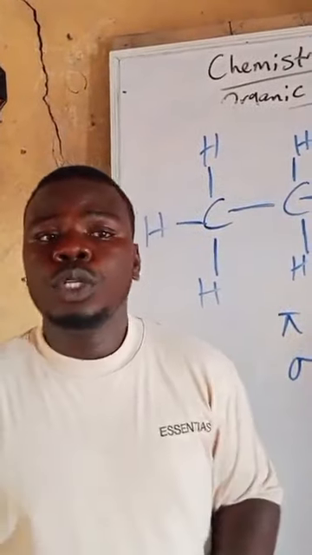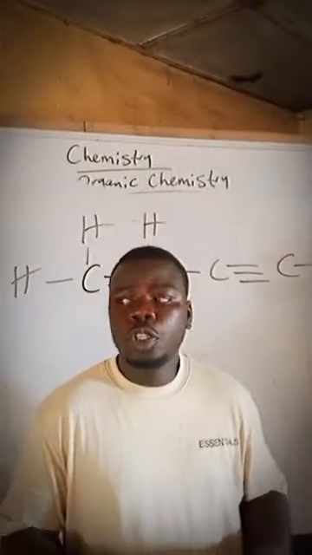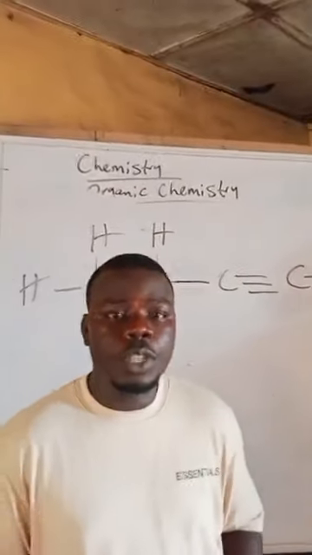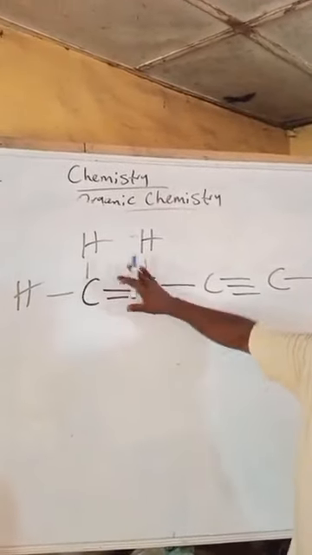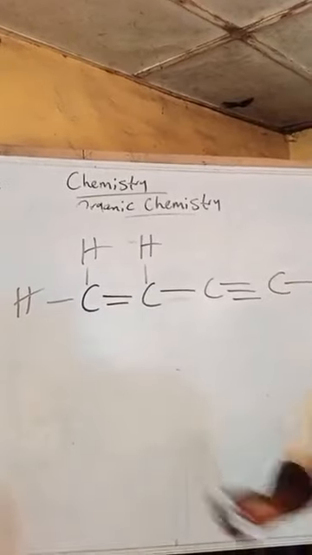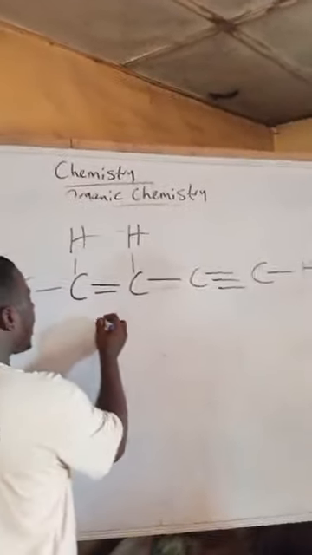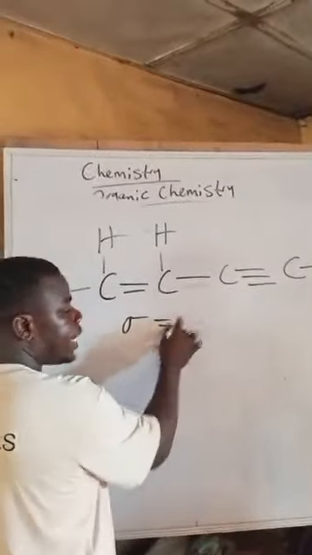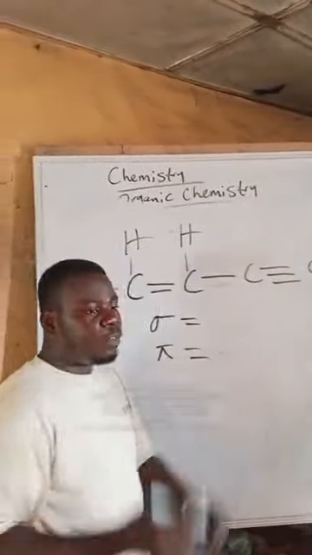I hope you do understand. Now, to be sure that you understood everything we just did, this is work for you to do. So in this compound, it contains a double bond and a triple bond. And we are asked to find how many sigma bonds are here and how many pi bonds are here. Now, do that for me.